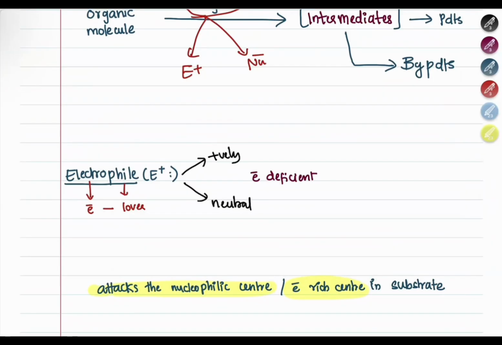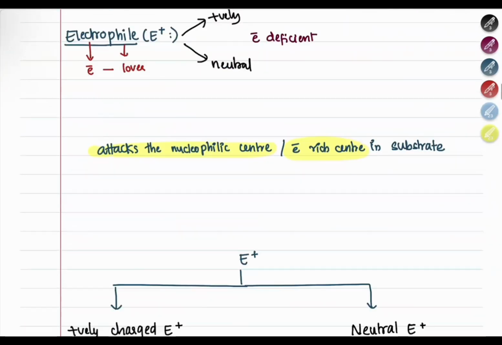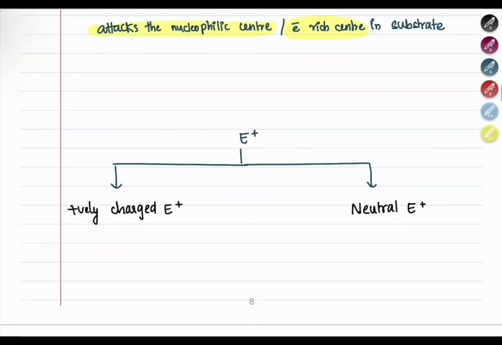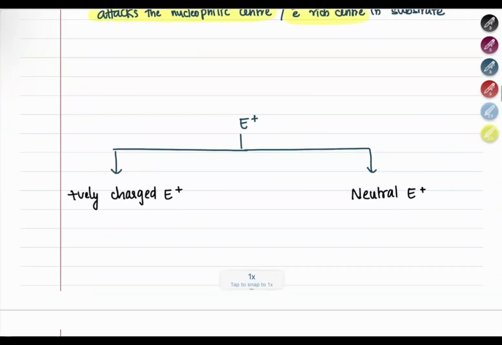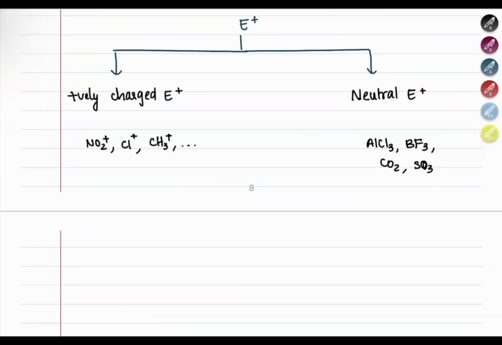So now we'll discuss the two types of electrophile. One is positively charged and one is neutral electrophile. I will give you an example. For positively charged electrophiles, NO2 plus, Cl plus, CH3 plus, all these are examples of positively charged electrophile. And for neutral electrophile, AlCl3, BF3, CO2, SO3, all of these are examples of neutral electrophile. Now we'll see how each of these molecules becomes an electrophile.